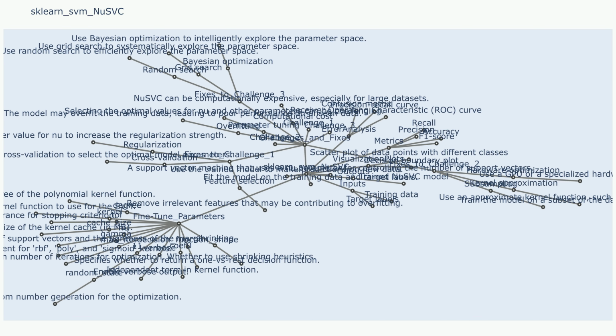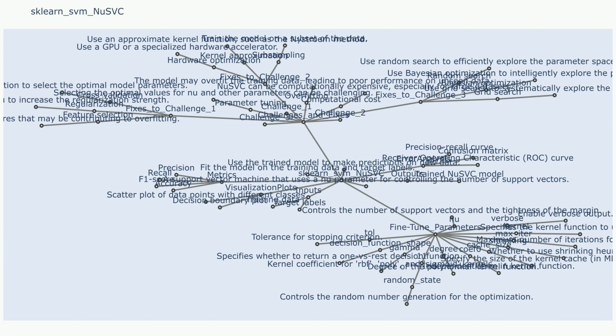sklearn SVM NuSVC. Description. NuSVC is a support vector classification (SVC) model that uses a parameter nu to control the number of support vectors and the upper bound on the fraction of training errors. It is similar to SVC, but it provides more control over the number of support vectors and the trade-off between model complexity and training error.